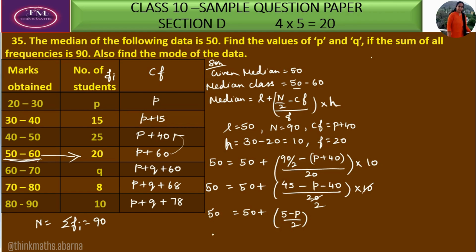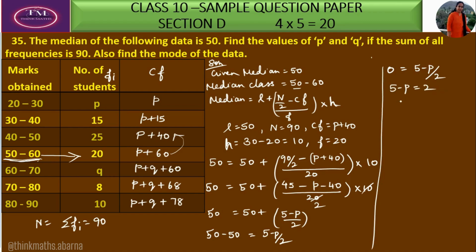So if we take 50 to this side, it is 50 minus 50 equal to (5 minus P) divided by 2. 50 minus 50 is 0. On the other side we have 5 minus P divided by 2. Cross multiplying, we will get 5 minus P is equal to 0 into 2, it is 0. So 5 minus P is equal to 0. That means P is equal to 5. Okay. So we got P is equal to 5.